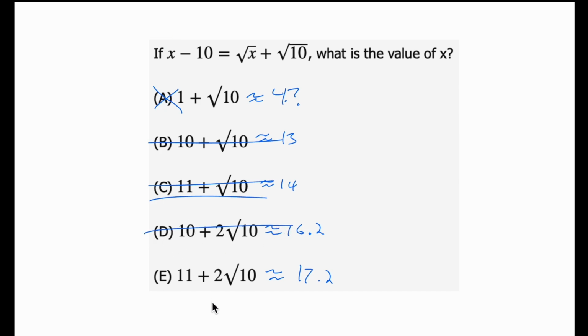So E, if we plug in 17.2, right? 17-ish minus 10 is about 7, and then square root of 17 is a little bigger than 4, plus 3 is basically 7, a little bigger than 7. So yeah, the answer really has to be E. It's not even a guess. I mean, it definitely needs to be E. D is definitely too low.